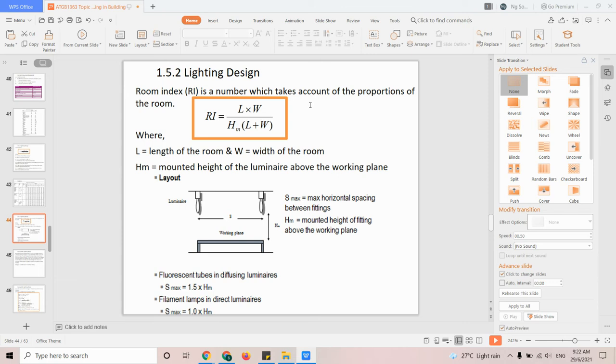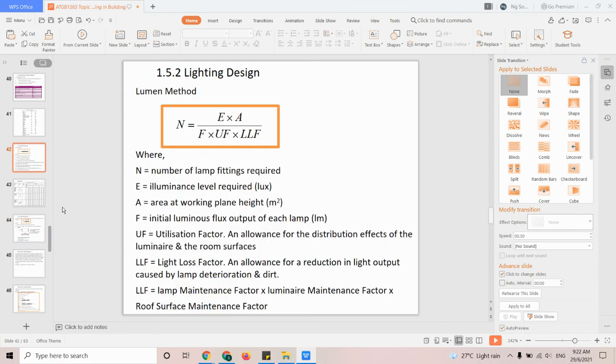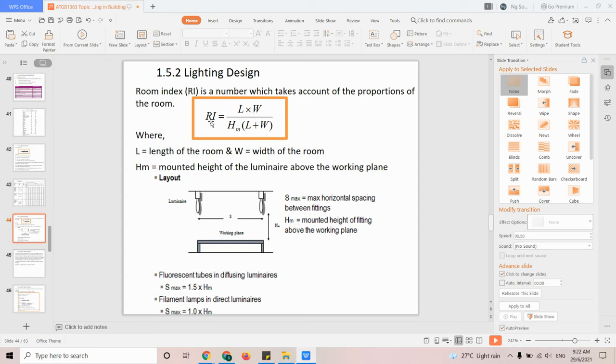You have to find this out from your table, where most of the values will be given to you. And then additionally, you need to make use of this formula, which is the room index. So this lumen method will go hand in hand with this RI when it comes to your example question. So in the lumen method, based on your spacing, either it is a fluorescent tubing or a filament lamp, you have your maximum spacing, meaning you cannot put your light fittings too far apart. This will become important later on in the example.